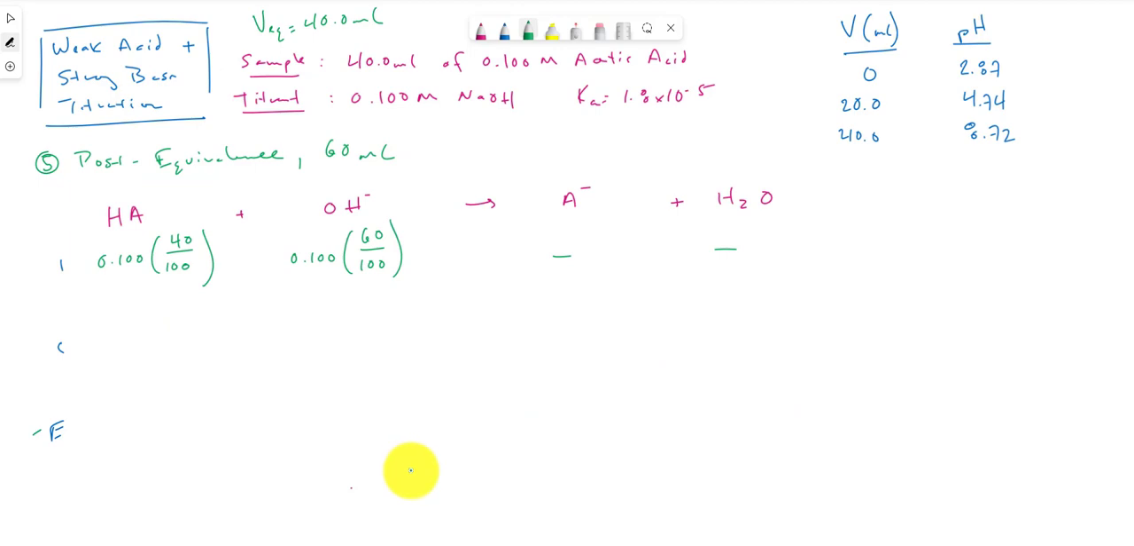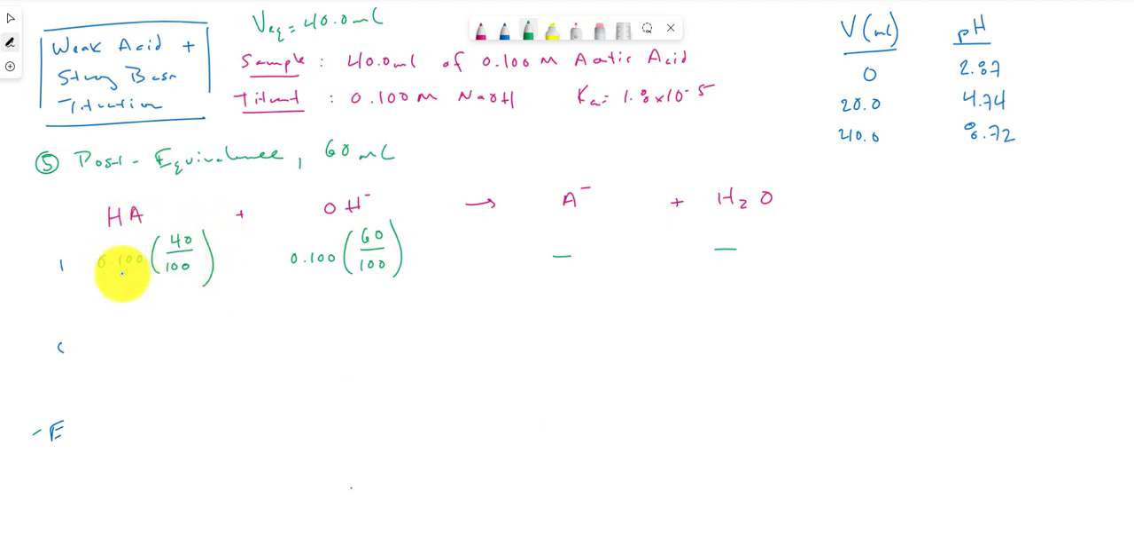All right, so the last point here is just that region that's post-equivalence, so we'll pick 60 milliliters again, but it could be any value greater than 40, which we determined as our equivalence volume. And the same thing is true, so we just set up, well, what's the reaction? Well, we're adding a strong base to a weak acid. We use the same approach.